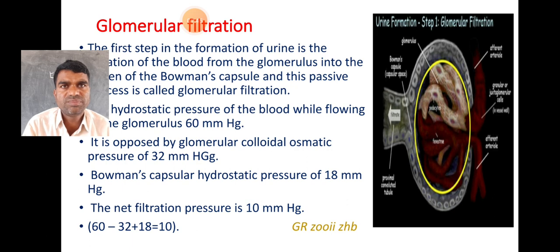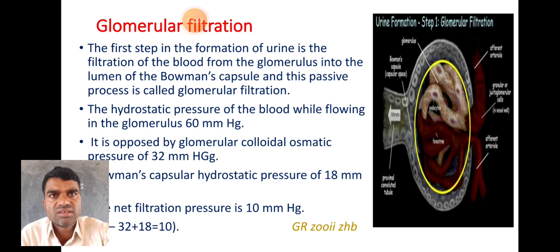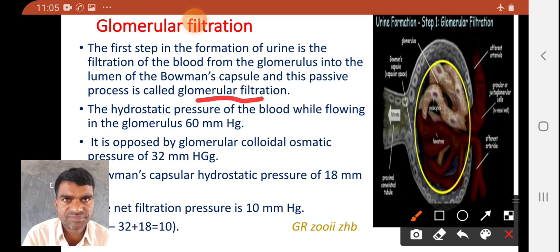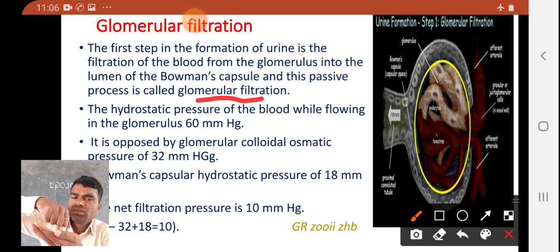The first step is called glomerular filtration. The first step in the formation of urine is the filtration of blood from the glomerulus into the lumen of the Bowman's capsule, and this passive process is called glomerular filtration. It is the first step, from the glomerulus through Bowman's capsule. Here it is filtering H2O molecules, that is the first step.